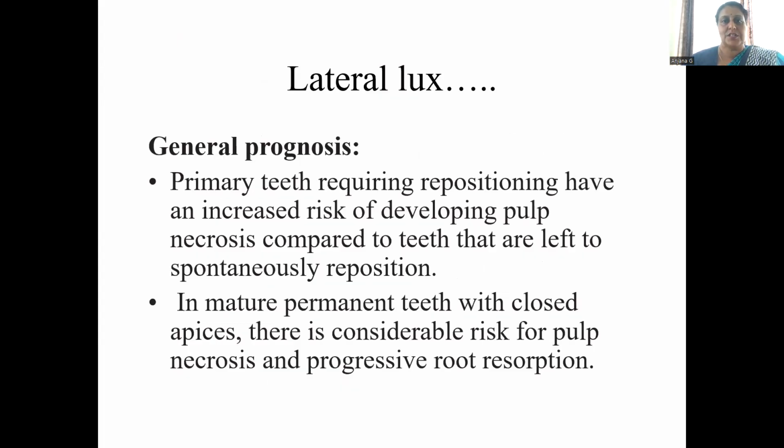Lateral excision, the general prognosis in case of primary teeth that require repositioning have an increased risk of developing pulp necrosis compared to teeth that are left to spontaneously reposition. In mature permanent teeth with closed apices, there is considerable risk for pulp necrosis and progressive root resorption.